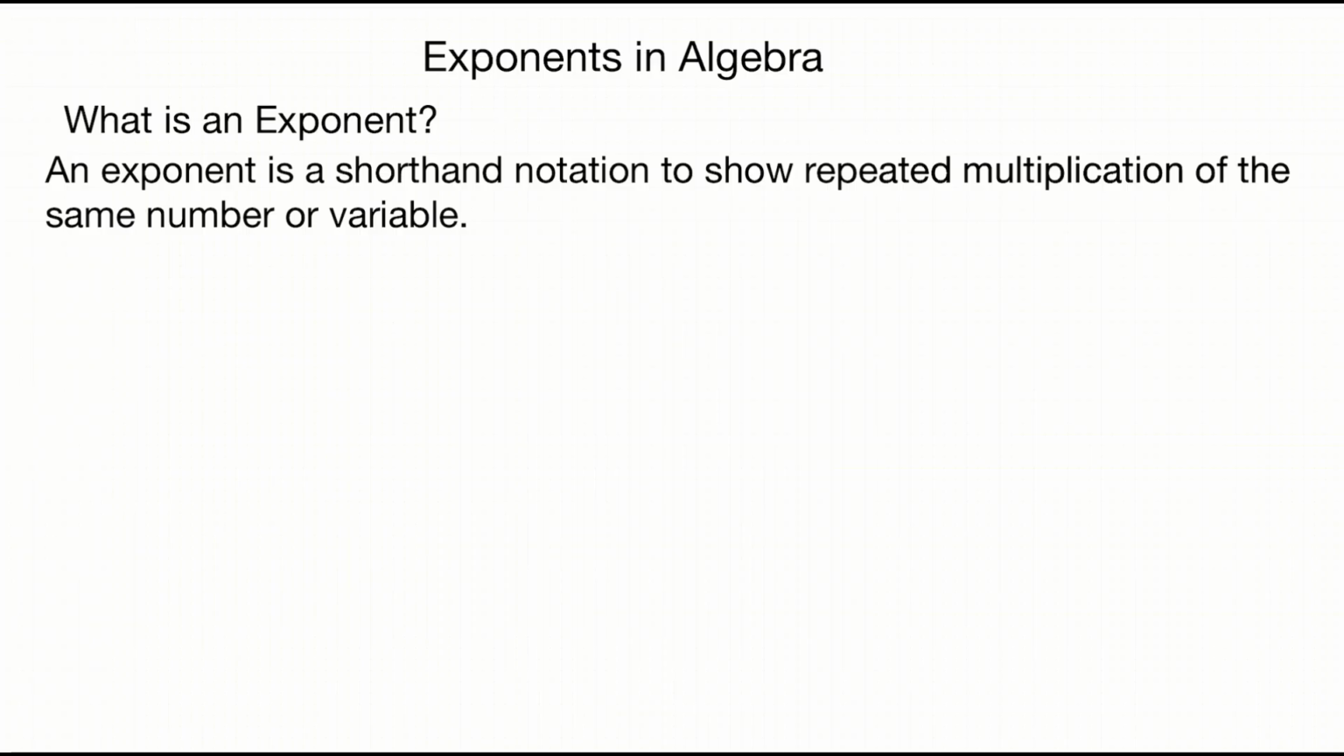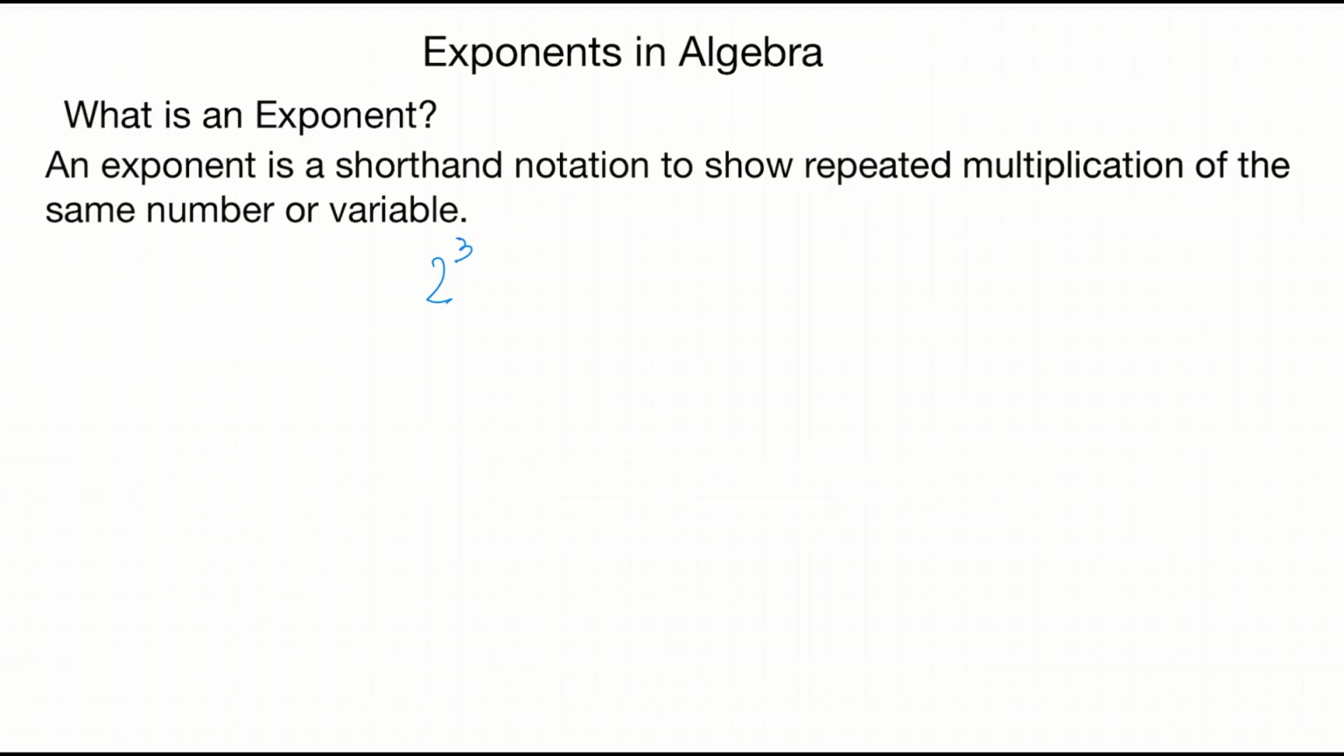So what is an exponent? An exponent is a shorthand notation to show repeated multiplication of the same number or variable. Let's take the simple case here, 2 raised to the 3 power. 2 times 2 times 2, so that's cubed. And in this case, 2 is going to be the base number, and 3 is the exponent, or power.